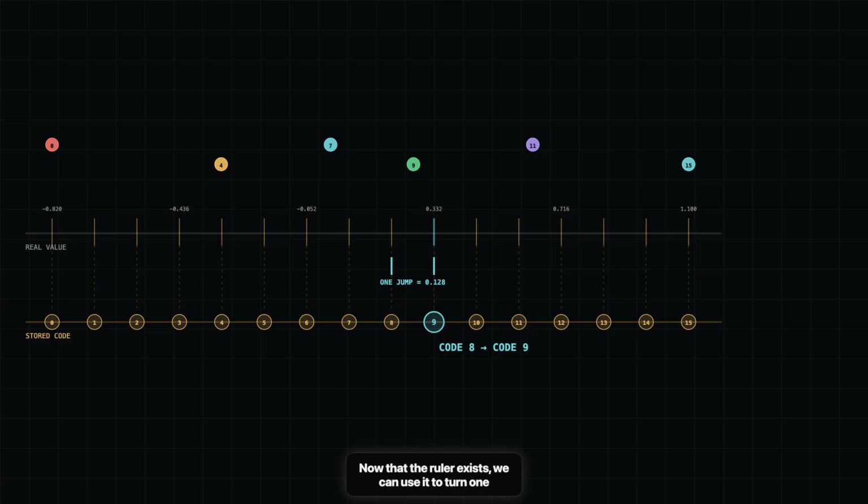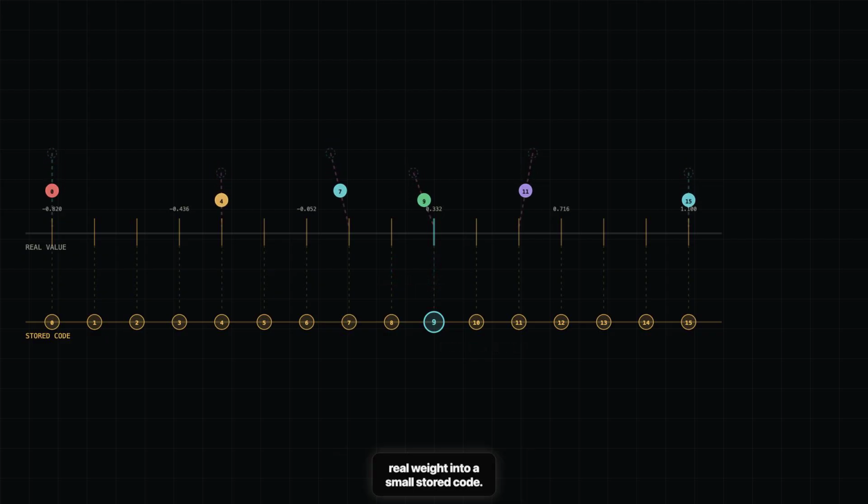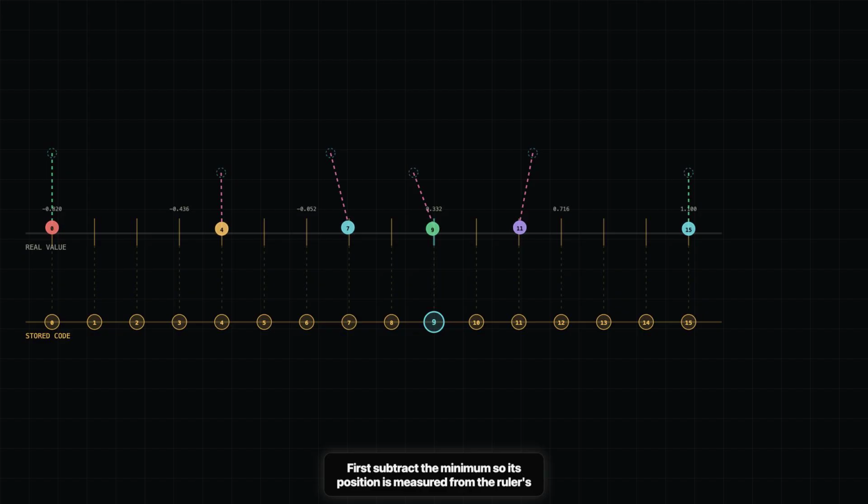Now that the ruler exists, we can use it to turn one real weight into a small stored code. Take the original weight 0.27. First, subtract the minimum, so its position is measured from the ruler's start, 1.09. Divide by the scale and round to the nearest available position. The result is code 9.